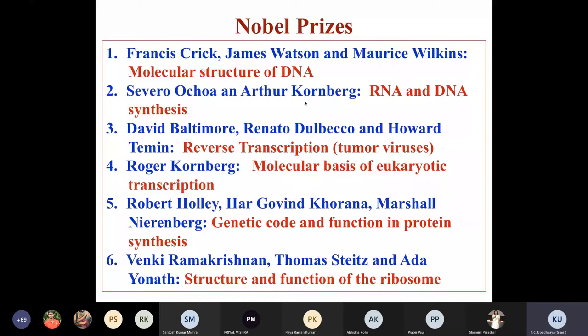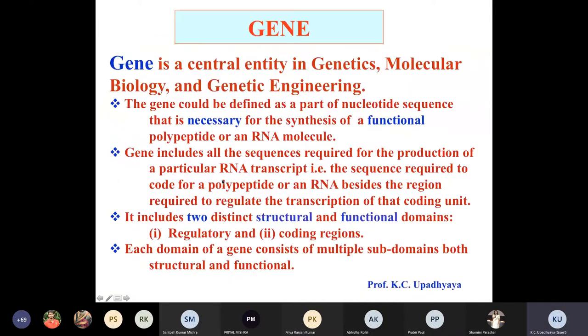Then I said reverse transcription in the tumor viruses. Dulbecco used to work on tumor viruses, and for the discovery of reverse transcription, Baltimore and Temin. Roger Kornberg, the son of Arthur Kornberg, got the Nobel Prize for eukaryotic transcription, the molecular basis of RNA transcription. And of course, genetic code we already know: Holley, Khorana, and Nirenberg, about 3 persons.